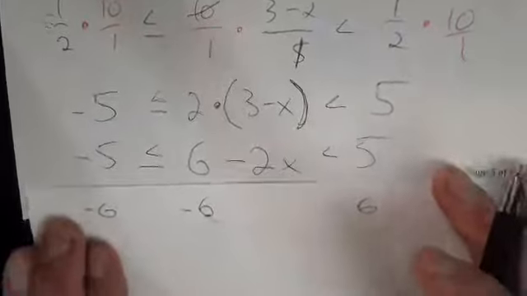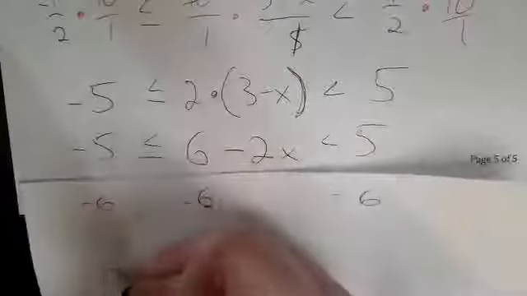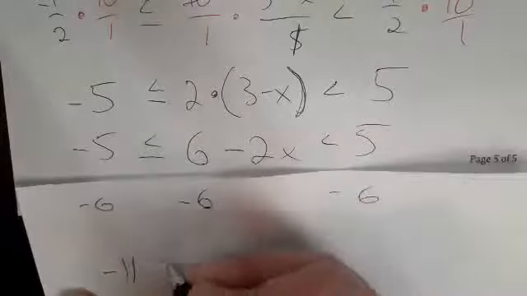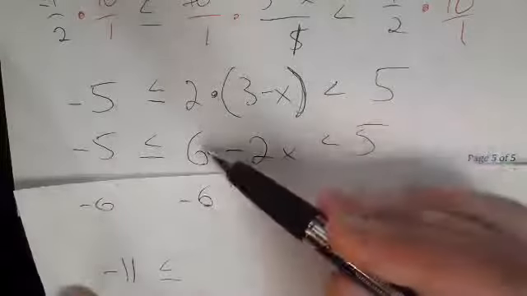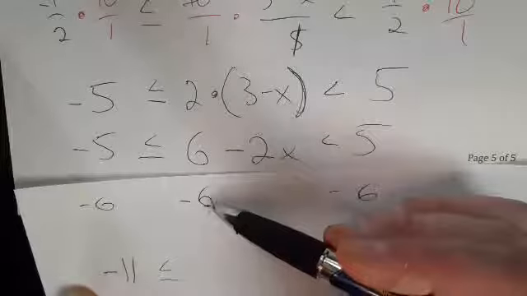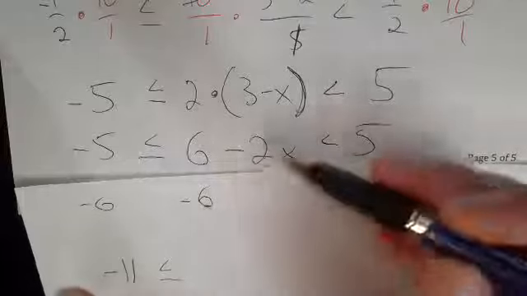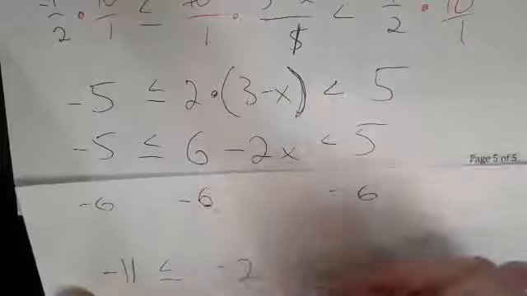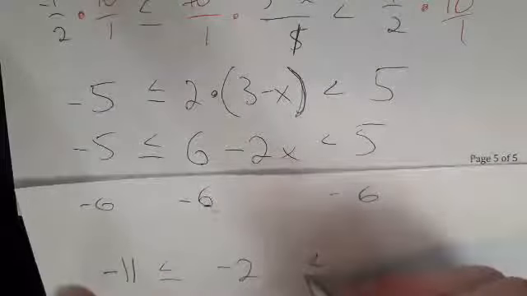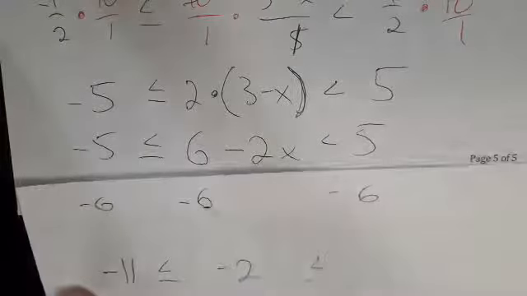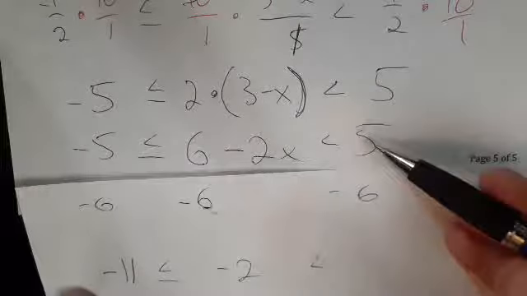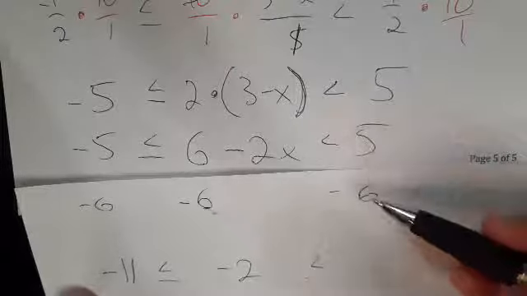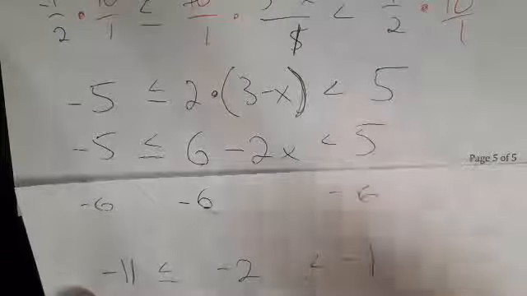So -5 - 6 is going to give me -11. This is less than or equal to 6 - 6. I've got no more constants there, but I still have a -2x in the middle. And this is less than, strictly less than, so don't put your equal sign where it doesn't go. 5 - 6 is a -1.